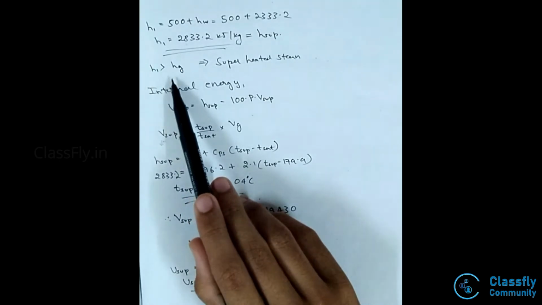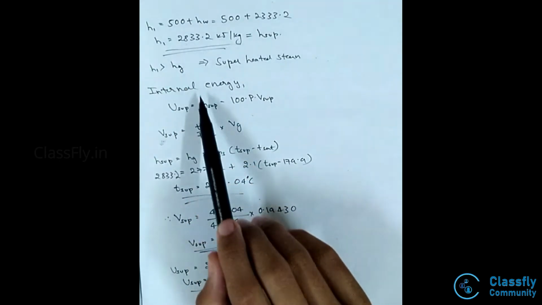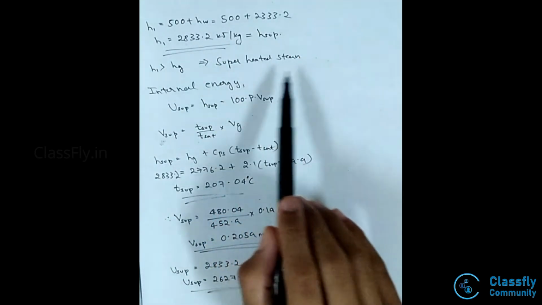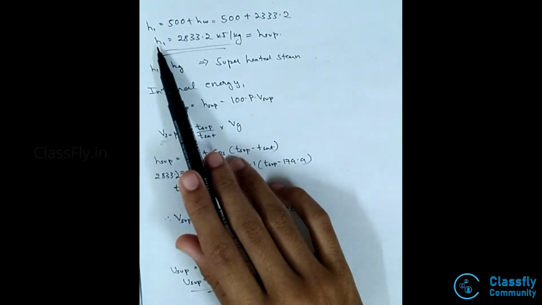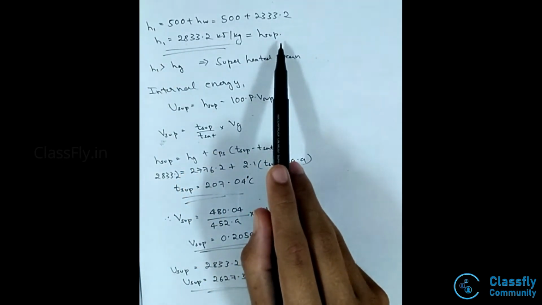The H1, as you can see now, is greater than the value of Hg. Hence, from this, we can come to know that the steam is superheated. Hence, the value of H1 will be nothing but Hsup, that is the enthalpy of the superheated steam.